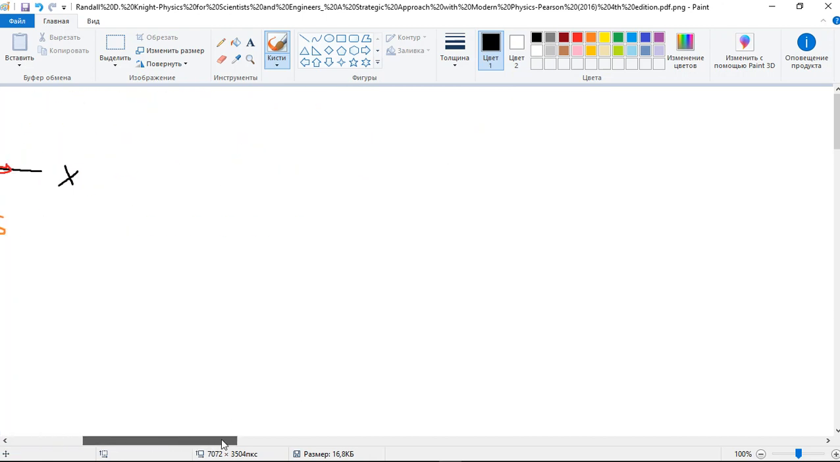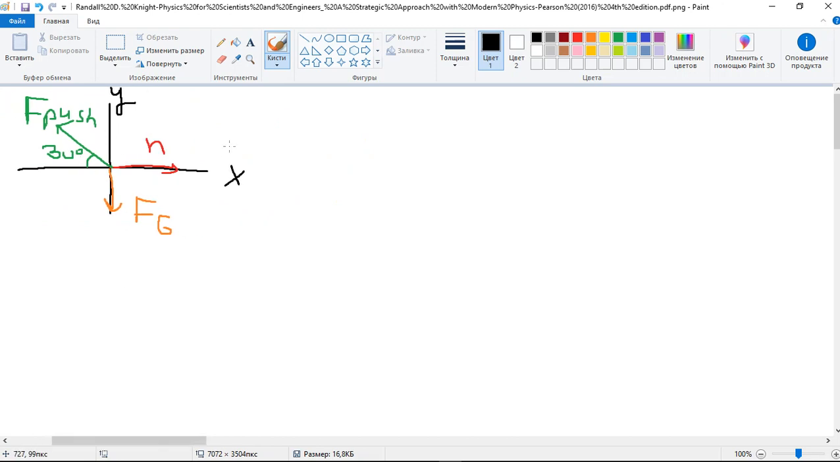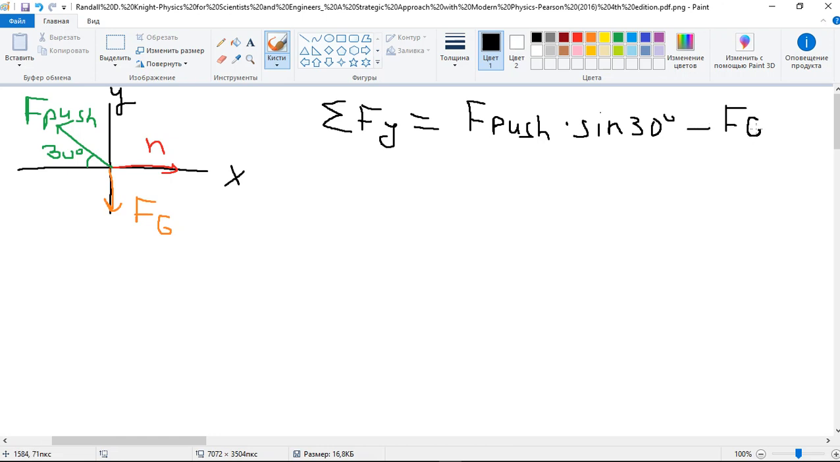Next we need to find the force in each direction. First of all, let's find the y direction. Sigma Fy is equal to F push multiplied by sin 30 degrees, minus the gravitational force, and the gravitational force is equal to mg.